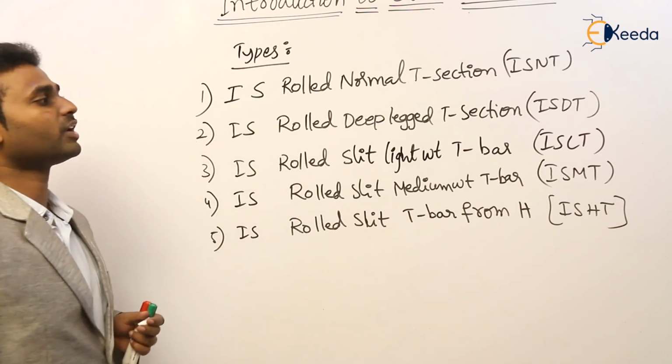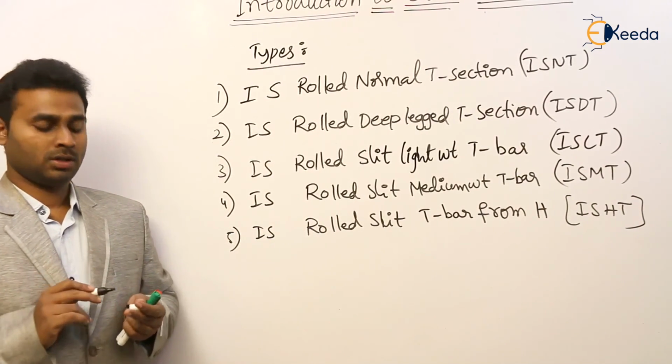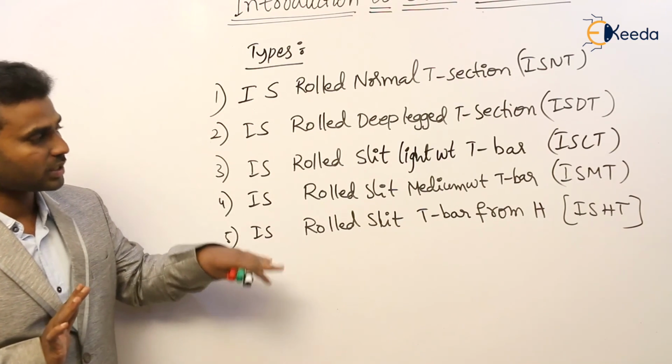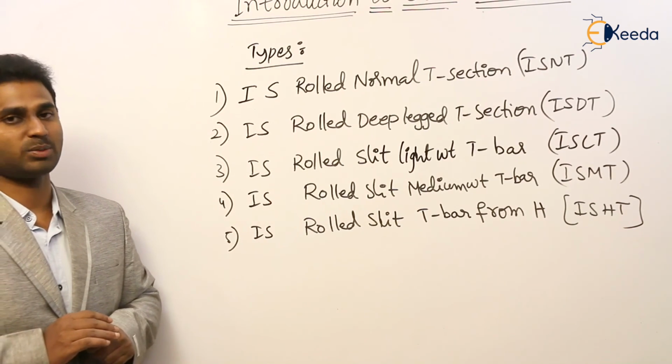So these are the different types of T sections that are manufactured in the various industries, and those sections are mentioned in the steel table. So these are the types. Okay, take it down.